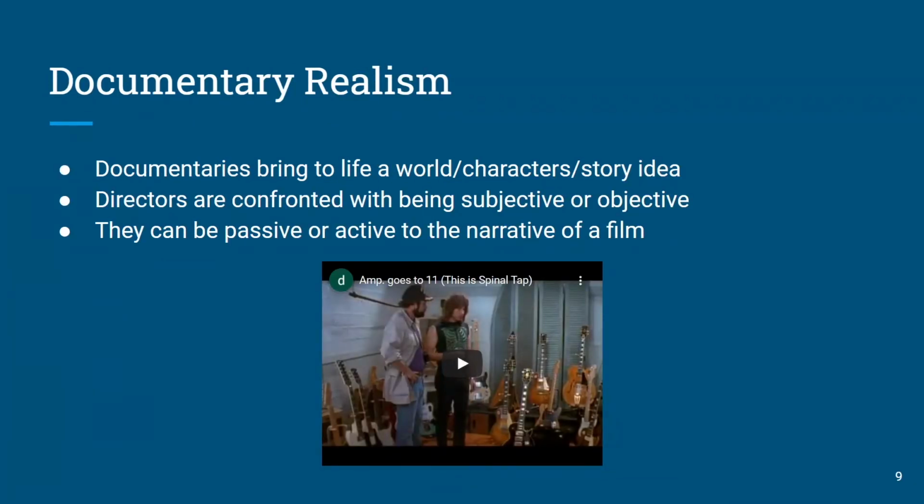Documentary realism. They are, in a sense, a realism in that the director is setting out to capture the reality of whatever the subject matter is or the world that's being filmed. Again, it could be subjective or objective, in terms of whether the director is making it with an agenda in mind, or going there as sort of a fly on the wall. So they can be very passive or active in the creation of the narrative at the end.